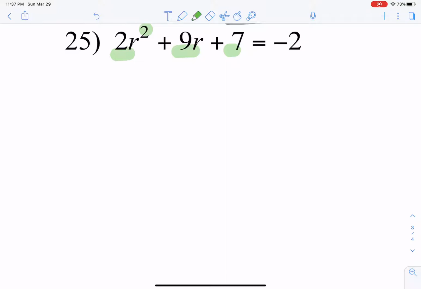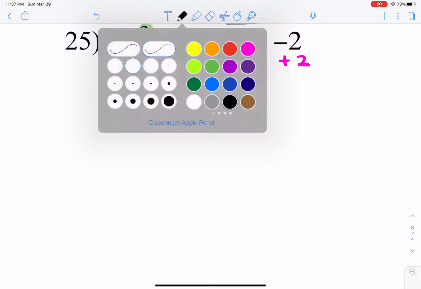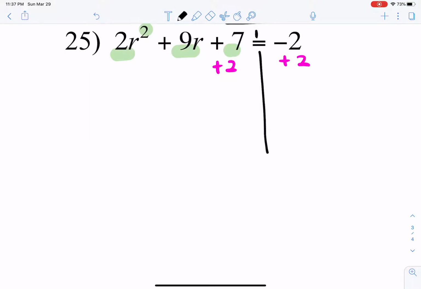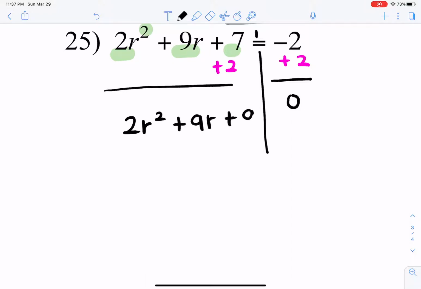Now for us to solve for the variable, we need to have it equal to 0 so we can apply that 0 property rule. Therefore, we want to move that -2 to the other side of the equal sign so that we can have a 0 on one side of the equal sign. So this will become 0 because -2 plus 2 is 0. And if we combine the left side, it will be 2r squared plus 9r plus 9, and that will equal 0.